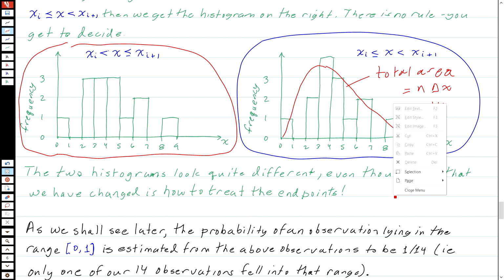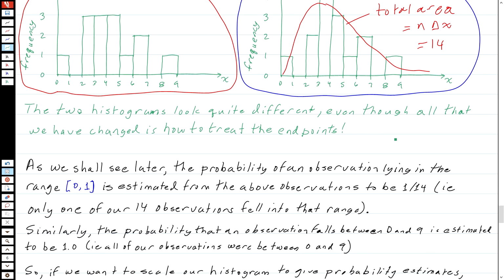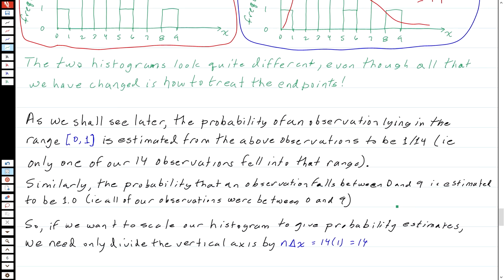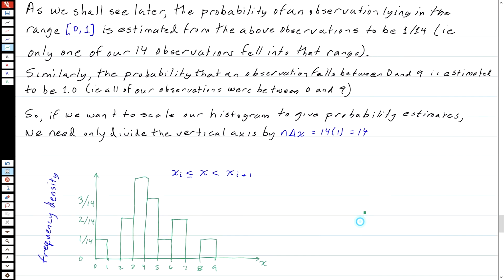Also, as we'll see later, the probability of an observation lying in some range, estimated from the above observations, is the frequency divided by 14. The frequency we just see in this plot, so this one here is 4. So the probability of lying in the range 3 to 4 is 4 of my observations were in that range, divided by the total number of observations, which is 14. If we want to scale our histogram to give probability estimates, we only need to divide the vertical axis by that 14.